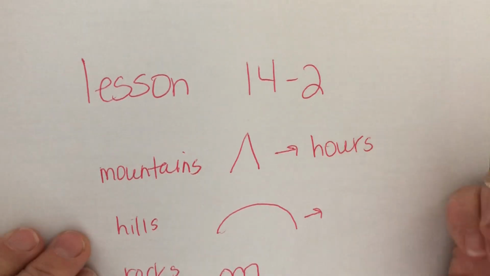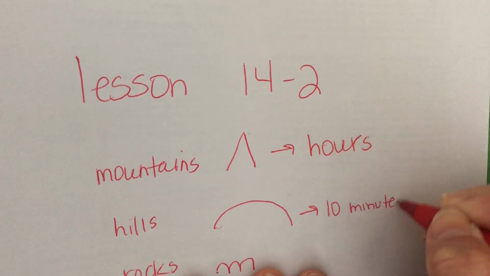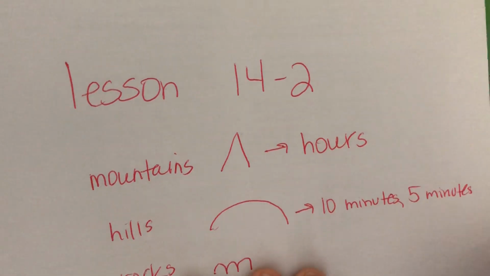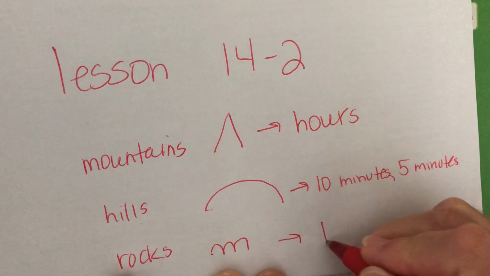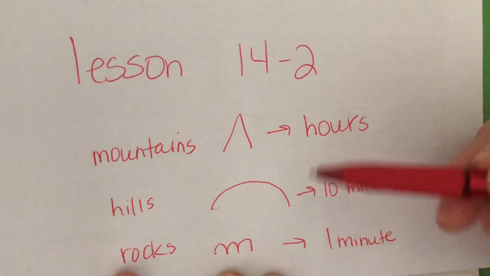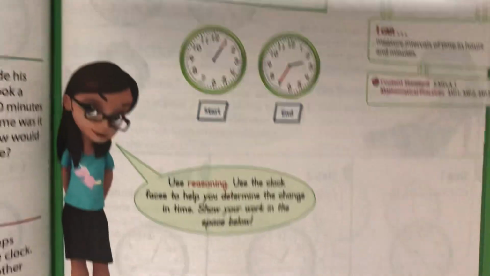Hills we use for like, maybe it could be 10 minutes, 5 minutes, 30 minutes, just like when a chunk of time has gone by. And then these little baby rocks are for 1 minute at a time. Okay, so mountains are the biggest, then hills, then rocks. So keep that in mind here.